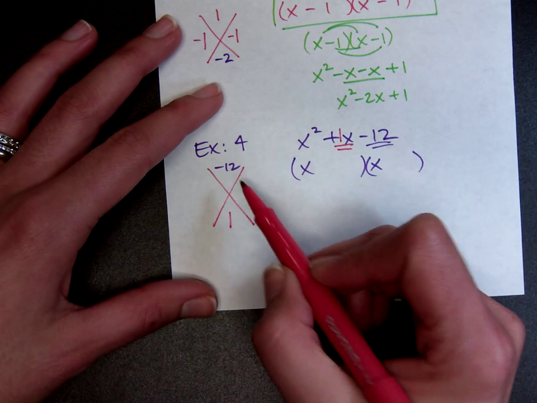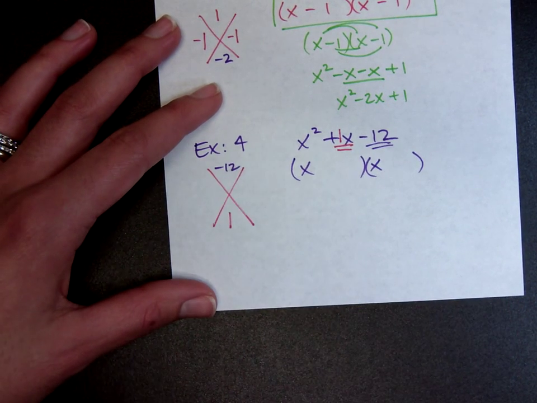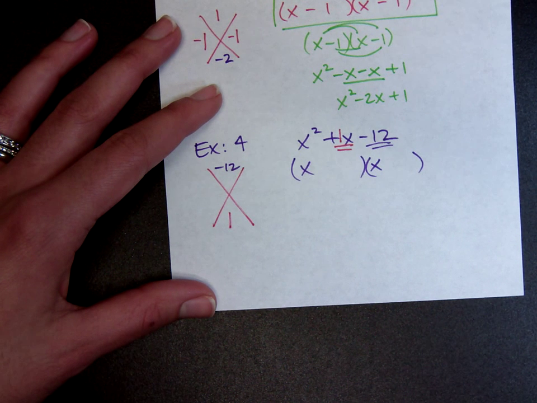I need two numbers that multiply to negative 12 and add up to positive 1. So I could do 1 and 12, but that's either going to be 13 or 11. I could do 6 and 2. 6 plus 2 is 8. 6 minus 2 is 4. How about 3 and 4?